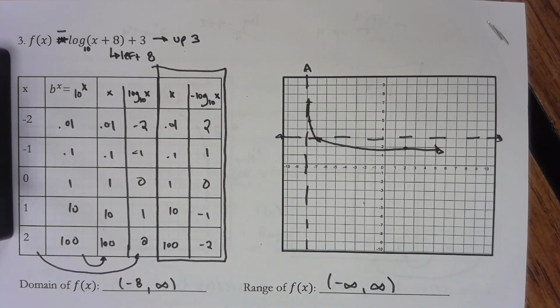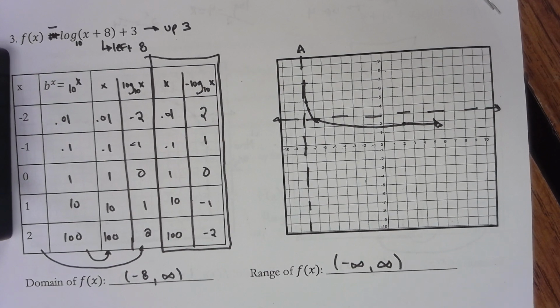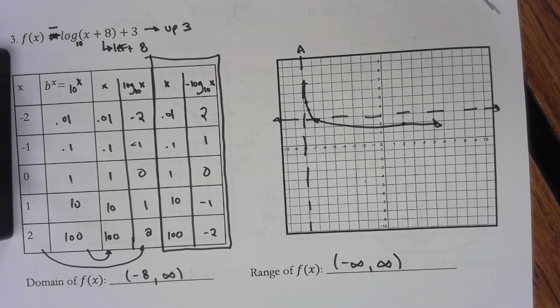Then that negative has us multiplying all those y values, or all the values that we get by taking log of x, by a -1. So it reflects that graph across that new x-axis. And this one gets flat pretty quick because, again, of how quickly we're growing in this exponential form, and thus how slowly we're going to grow in the log form. Then your domain is negative 8 to infinity, and the range, as always, is negative to positive infinity.